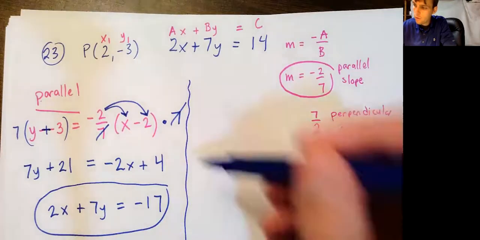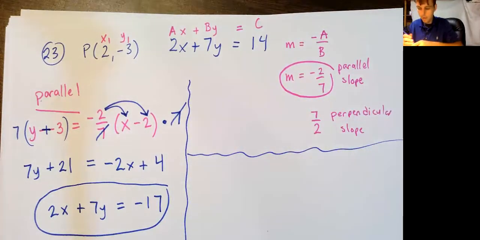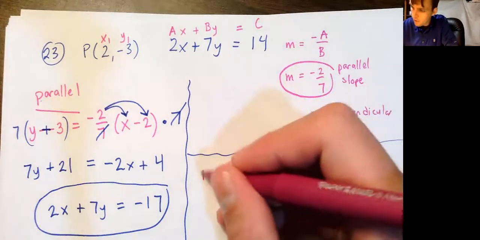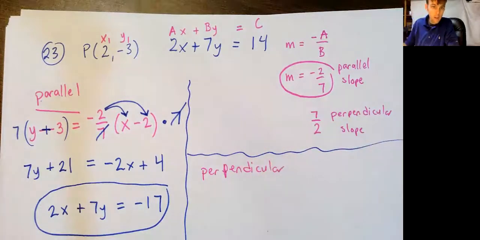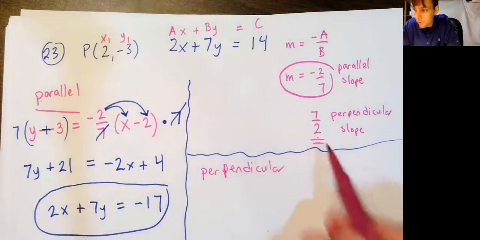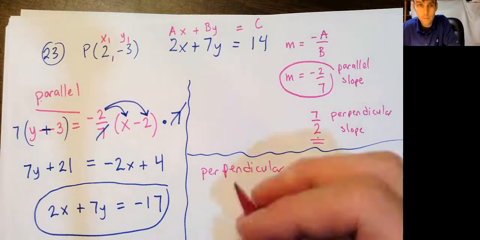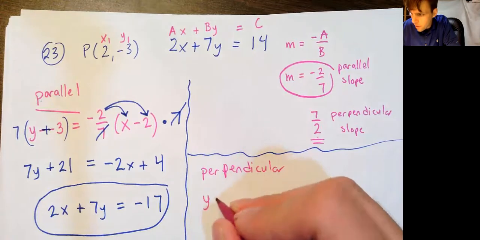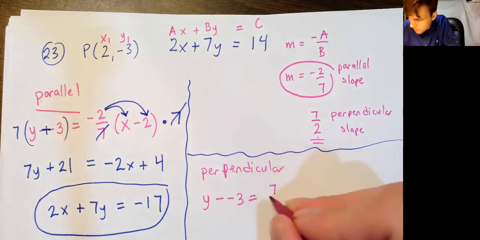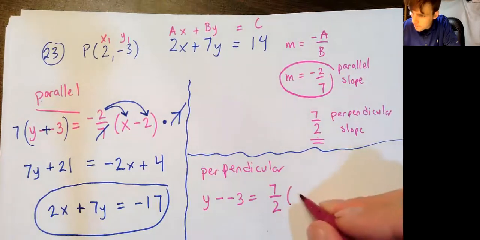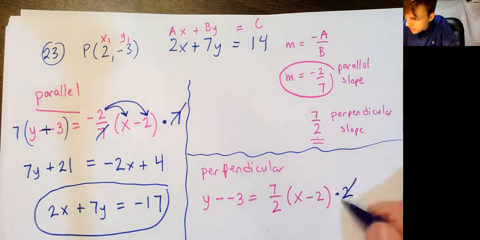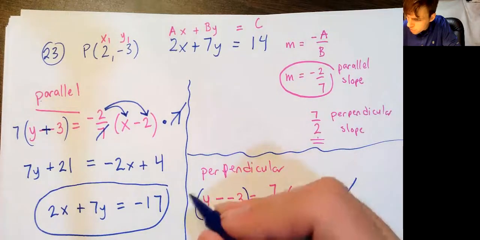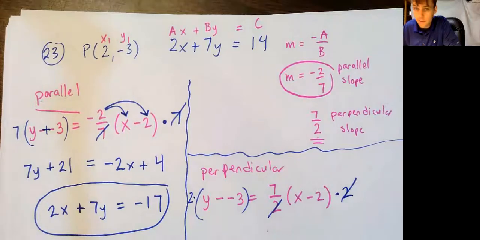And just to organize this a little bit, we will do the perpendicular one right here. So this one will be perpendicular. A different slope this time, 7 over 2, but the rest of it is exactly the same. So y minus -3 equals 7 over 2 times x minus 2. Now, we need to multiply both sides by that denominator, so that gets rid of that. Multiply this by 2. Again, got to do it to both sides.